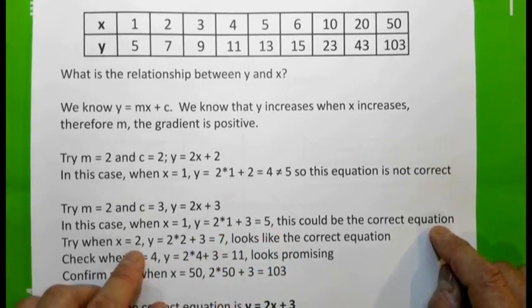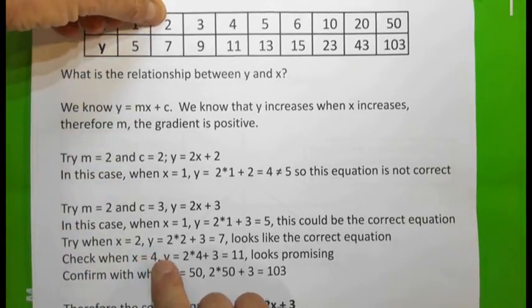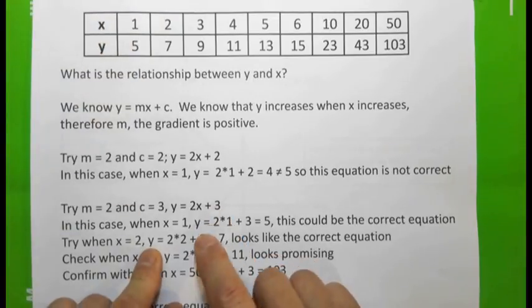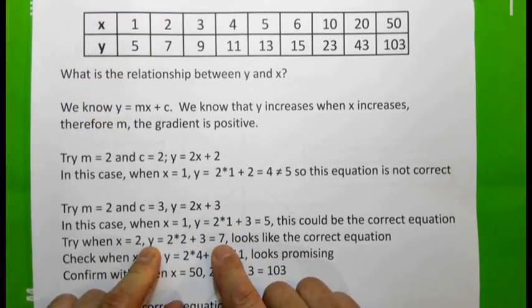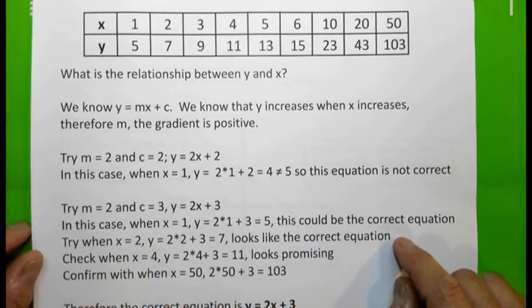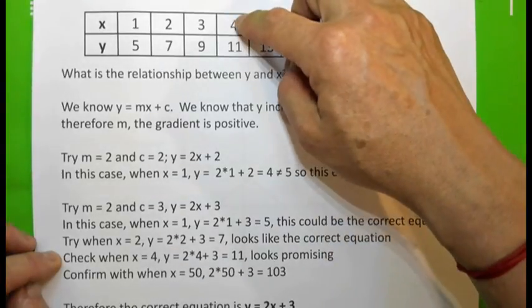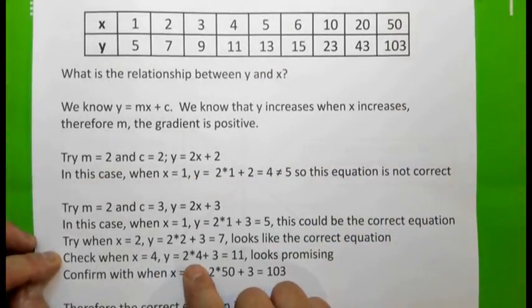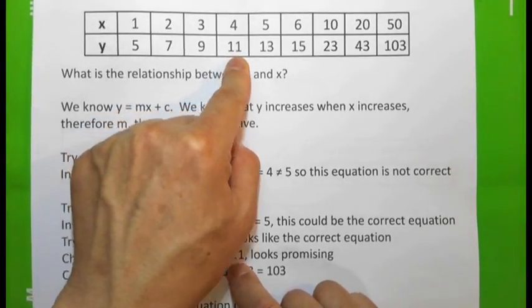Let's try again when x equals 2. So substitute x into this equation. y equals 2 times 2 plus 3. That equals 7. This looks as if this is the correct equation. We need to check. Let's do it when x equals 4. y equals 2 times 4 plus 3. That equals 11. That is the same as the data given.